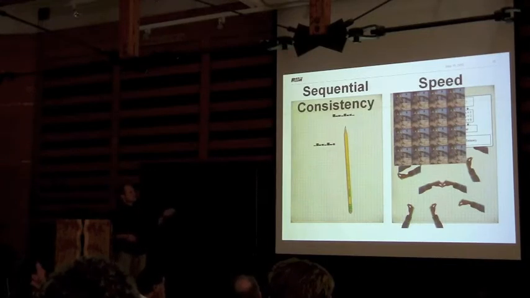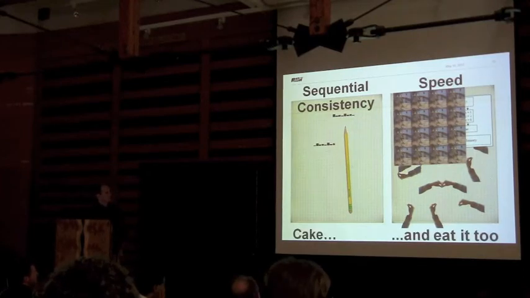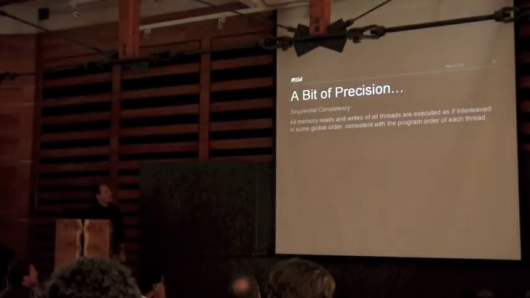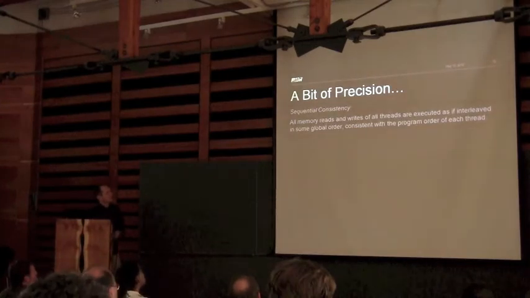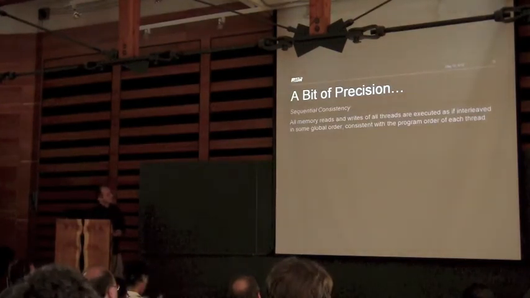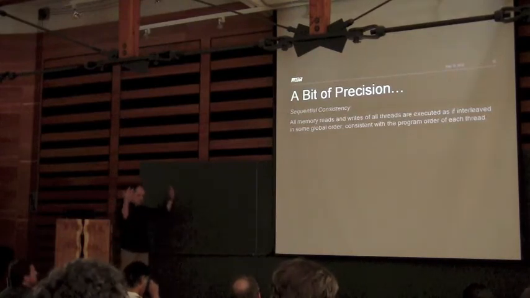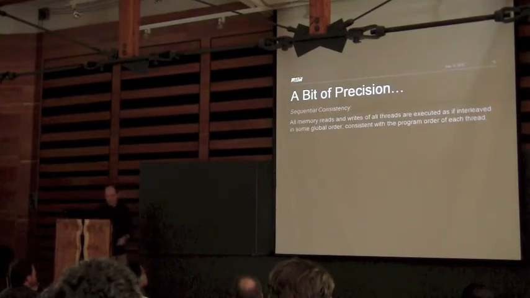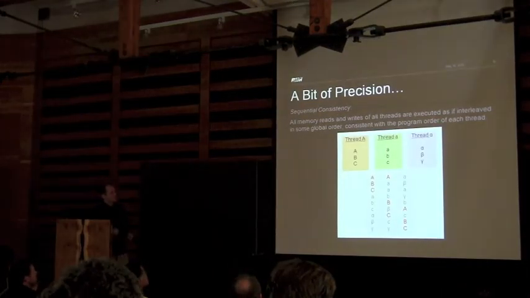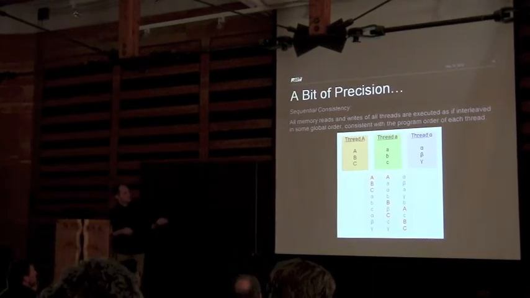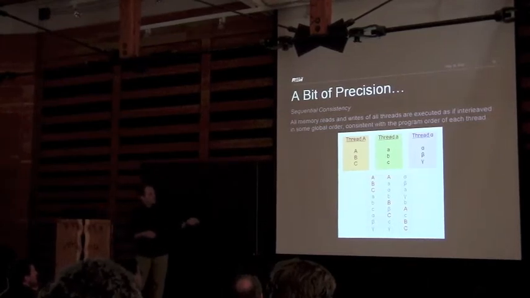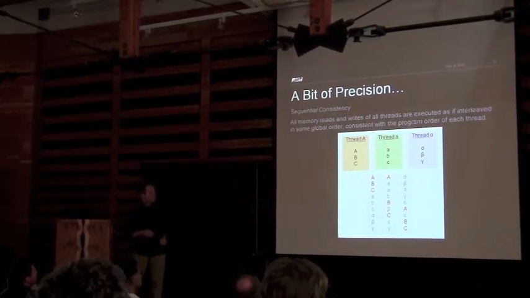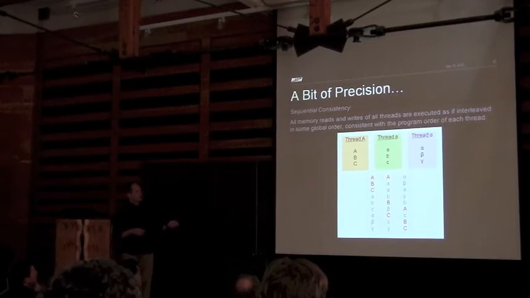So we want this understandable sequential consistency, and we also want the speed, so we want to have our cake and eat it too. And just a bit of precision, what do we mean by sequential consistency? Basically, I'll take all your reads and writes from all your threads and say, well, they could happen in any order, so as long as you interleave them in some order, that's sequential consistency. So these three threads are working on their own, and they could get mixed up in any order, but you'll never get capital C happen before A, at least it won't appear that way, because that would be inconsistent.